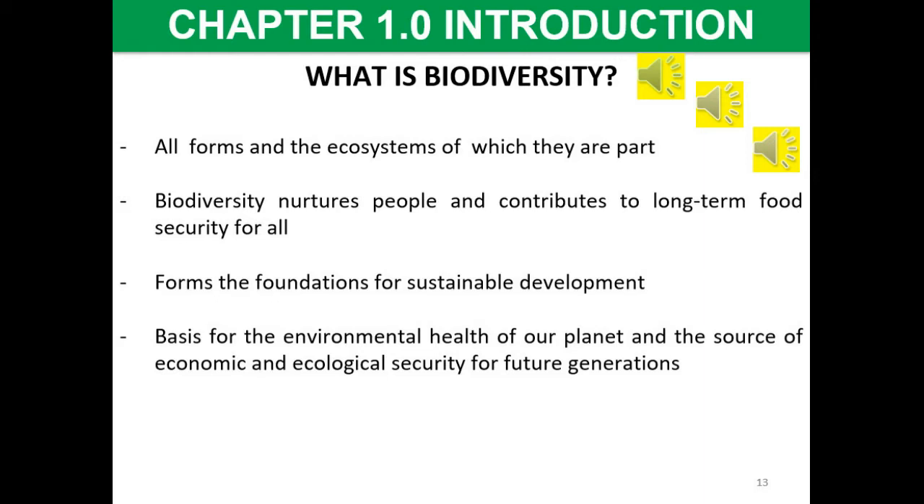Biodiversity also forms the foundations for sustainable development. It is also the basis for the environmental health of our planet and the source of economic and ecological security for future generations. Most of the economy of developing nations like Malaysia, Indonesia, and other countries in the Southeast Asian region are all biodiversity based, which means we rely on agriculture, we rely on forest products, on marine resources, and also energy that will help uplift our own economies.